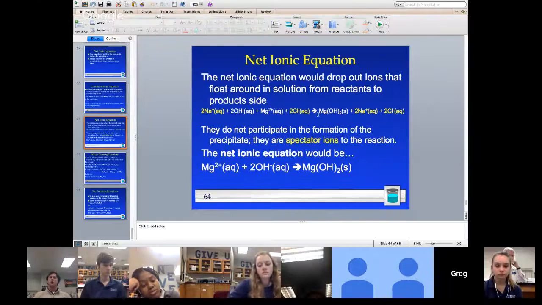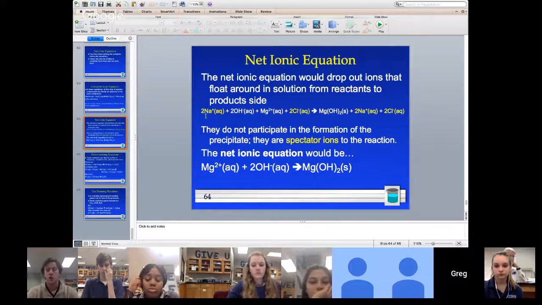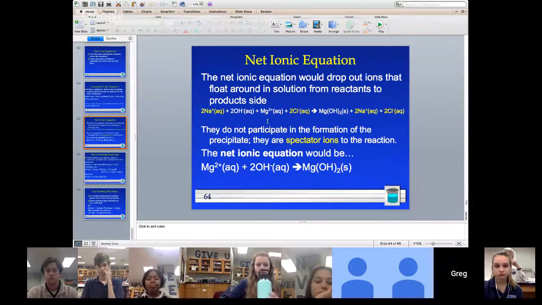What we want to do is find only the ions that are involved in forming that. The other ions aren't involved in forming the solid, and they're just going to keep on floating around in the solution, so we're not going to include them. So if you take a look, the things that are in yellow here, the Na and the Cl, they clearly aren't part of Mg(OH)2. The only two things that are part of Mg(OH)2 are the OH minus and the Mg2 plus.